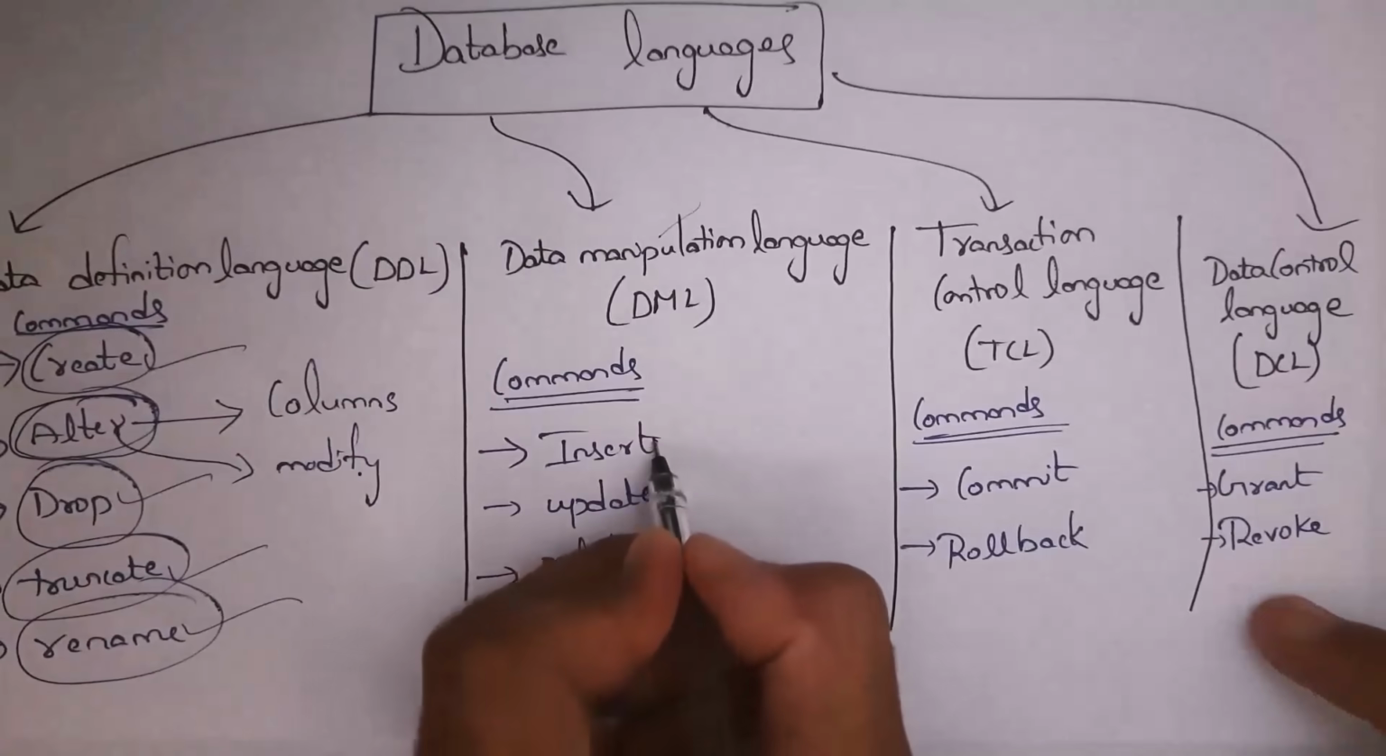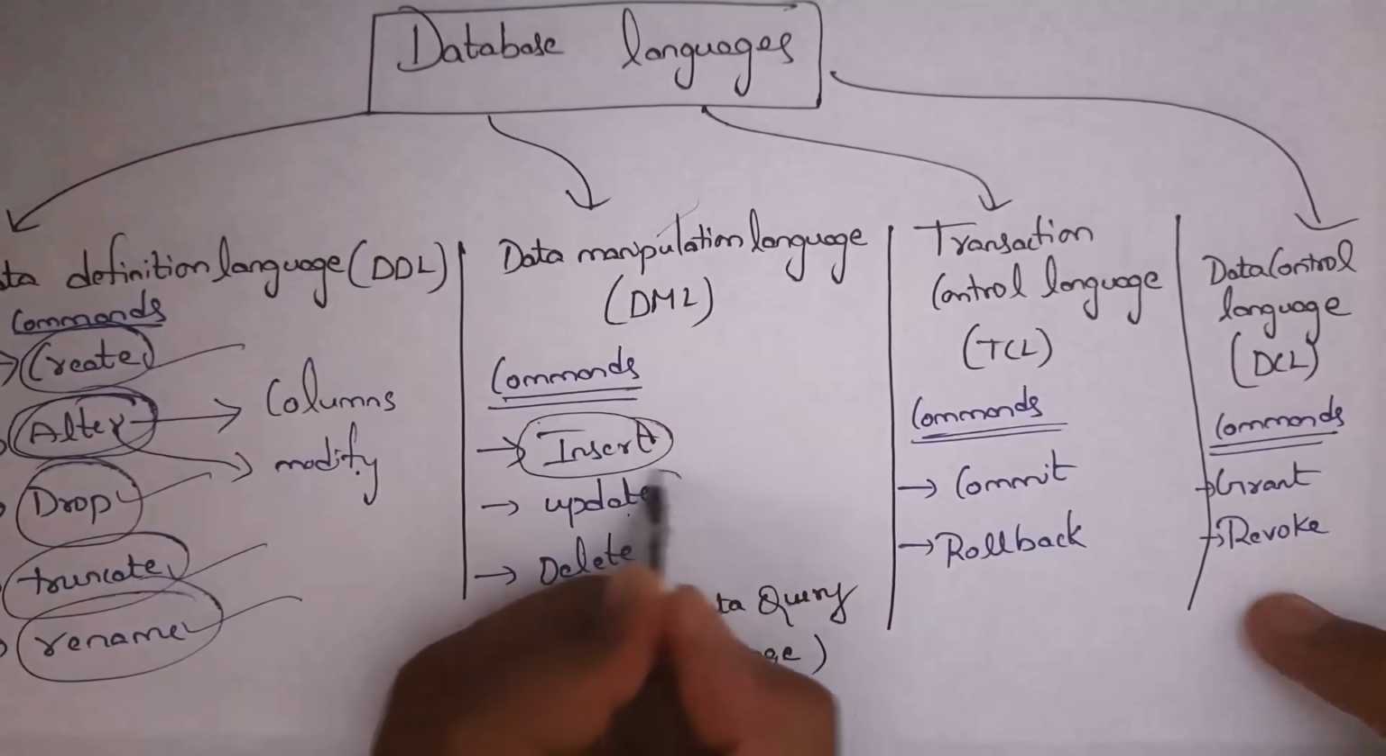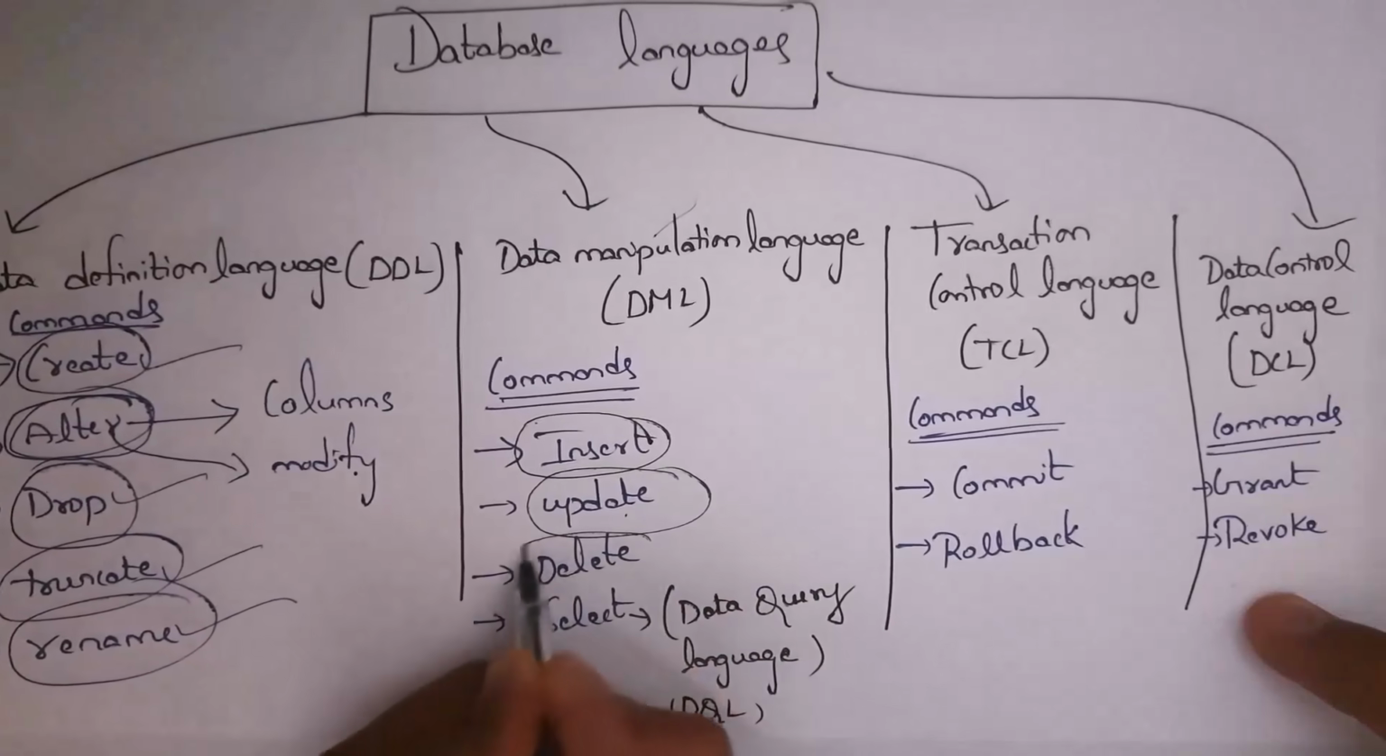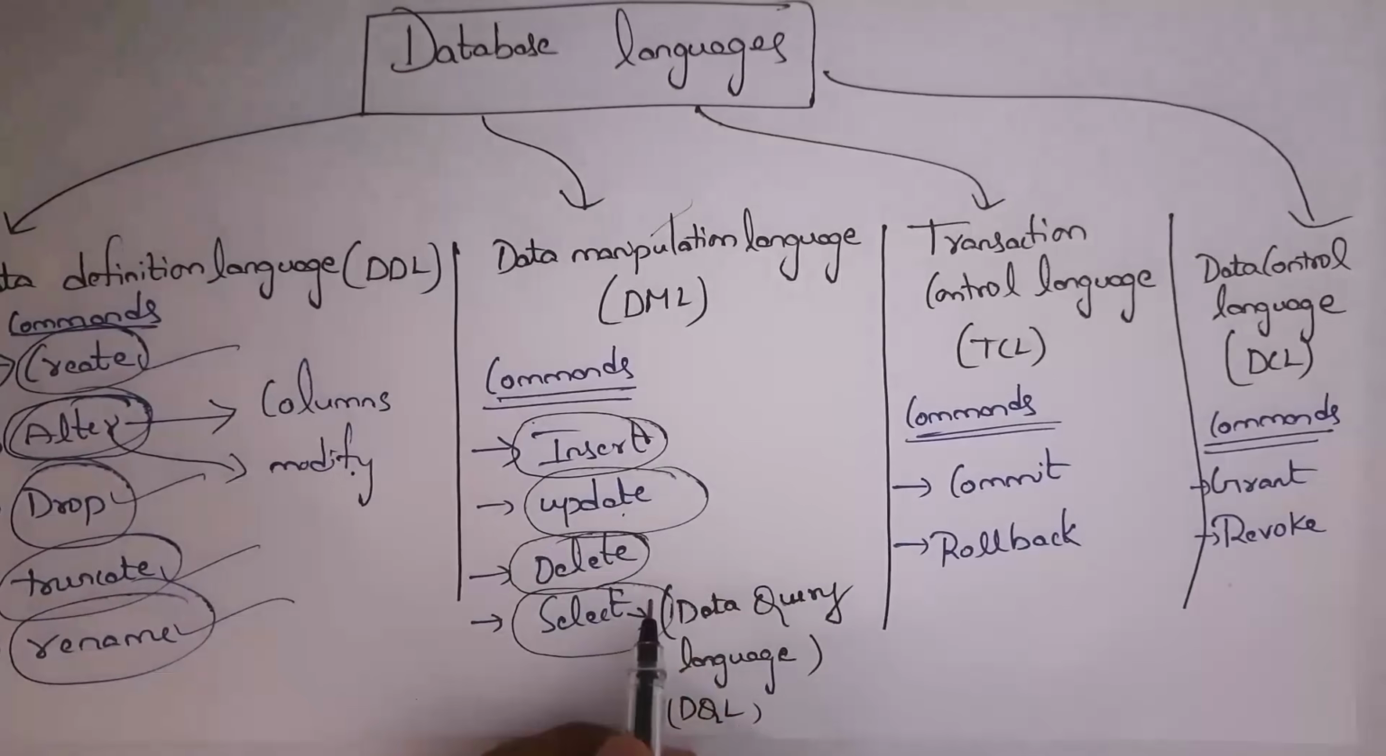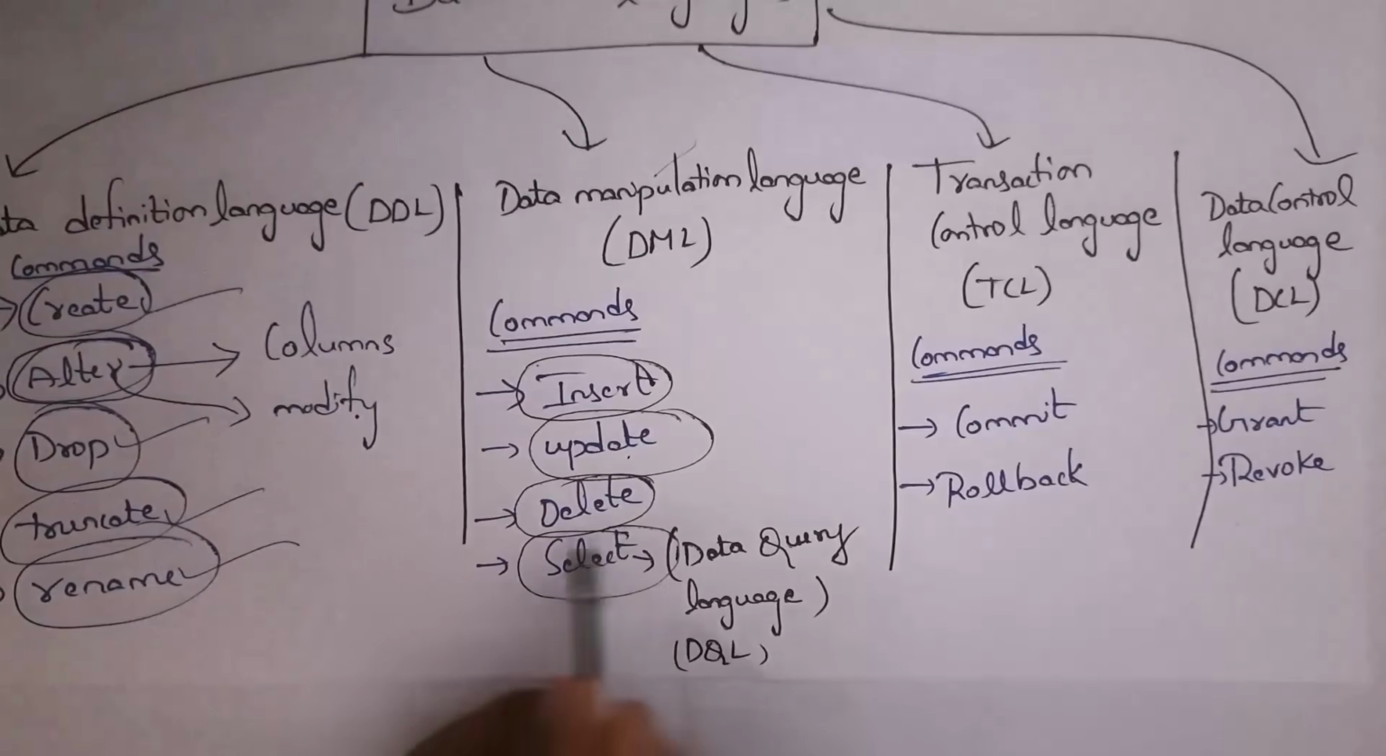By using the insert command we can insert data. By using the update command we can update data. By using the delete command we can delete data. By using the select command we can retrieve data, that is nothing but we can see output. Guys, we also call this select command data query language. Now I will explain in detail about the select command.